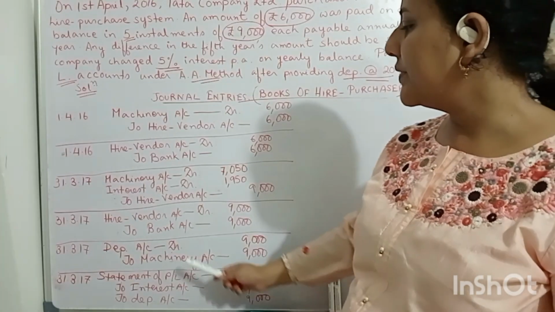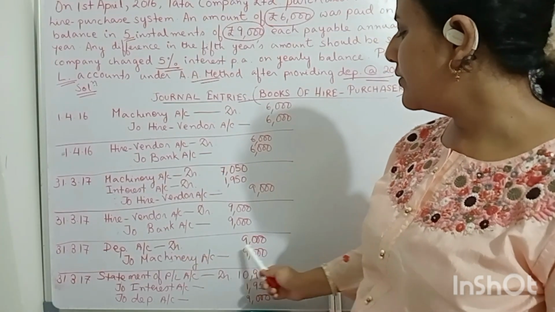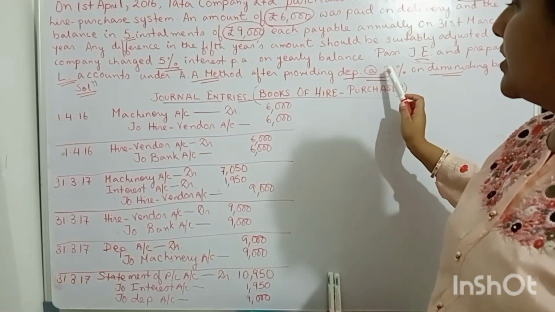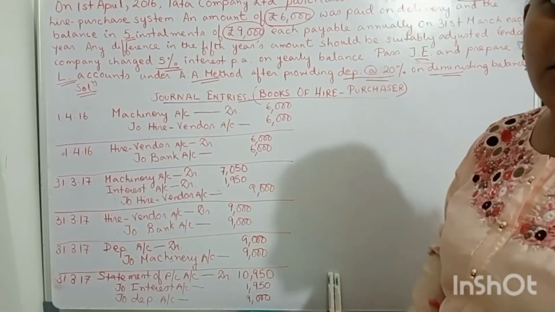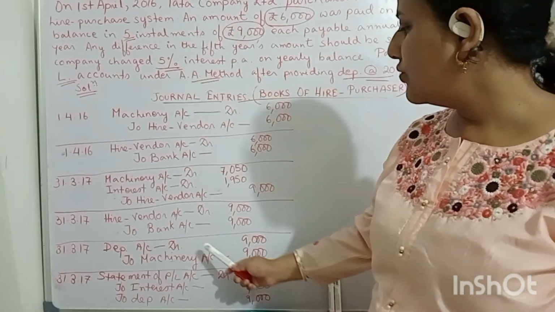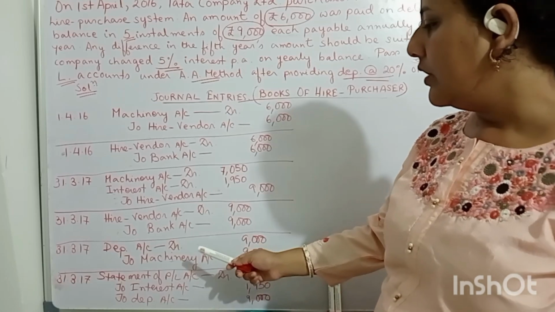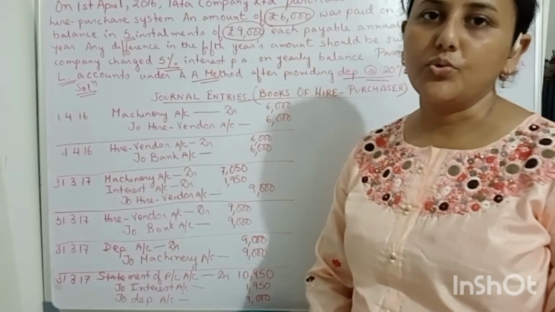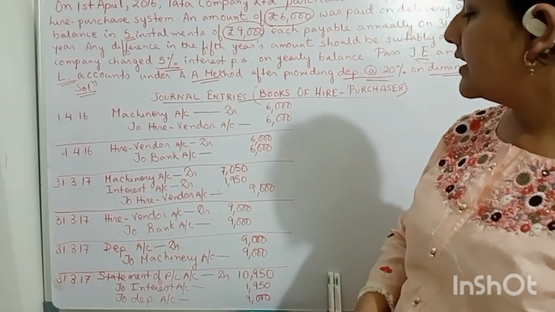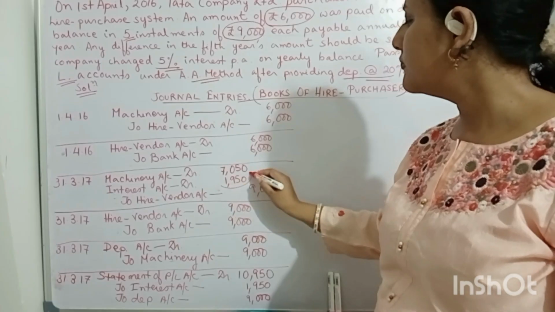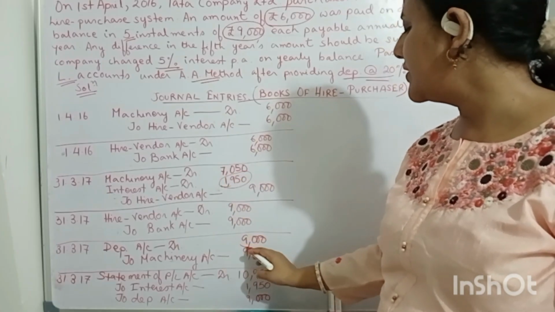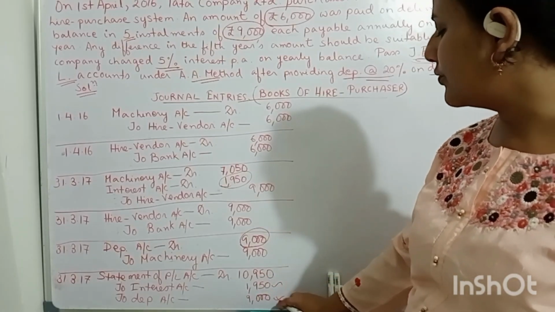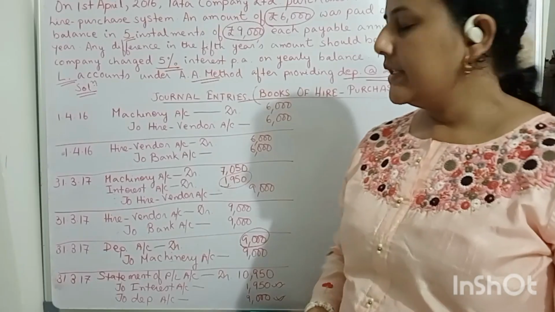So here depreciation will be debited by rupees 9,000 because 20% is the rate of depreciation. So 20% on the cash price is 9,000, the amount of depreciation. So 9,000 will be debited with depreciation account, and machinery account will be credited with rupees 9,000. Then the amount of interest, that is 1,950, and the amount of depreciation, that is rupees 9,000, will be transferred to statement of P&L account.